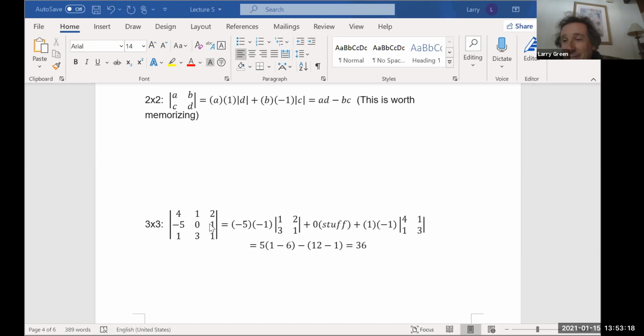Okay, and 1 times stuff is stuff, so you need the stuff. Stuff doesn't go away. So we're going to do 1. And now this 1 is in the second row, third column. Got it?